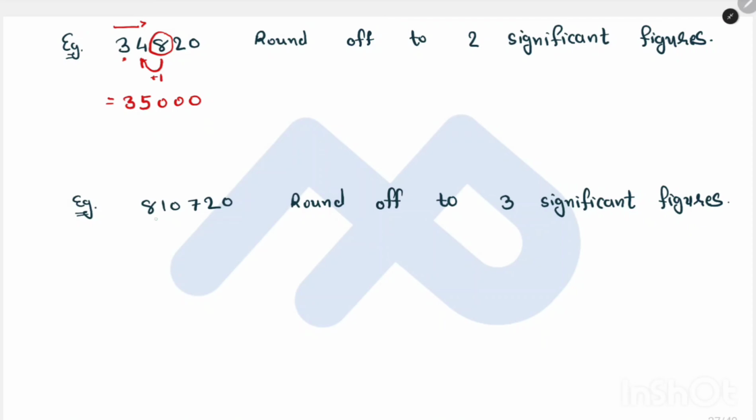See this: 810,720, round off to 3 significant figures. Now you see this 8, 1, and 0, and because the 0 is coming in between other non-zero digits, it is also significant. So these 3 are significant figures. We don't want more than that, we want 3 significant figures only. But let's check the digit just on the right hand side of the third significant figure. If it is 5 or more than 5, yes, it is 7, so it is more than 5. We'll add 1 here, so it will become 811, and the other 3 digits will be 000. Clear?